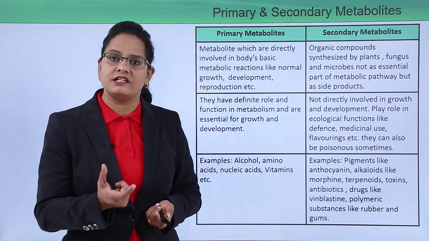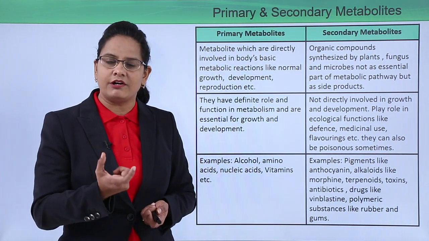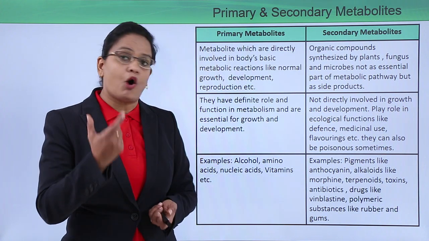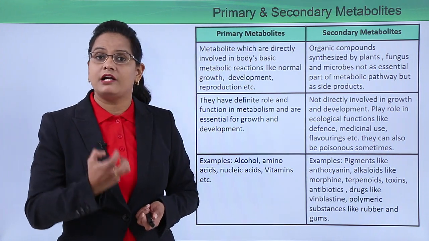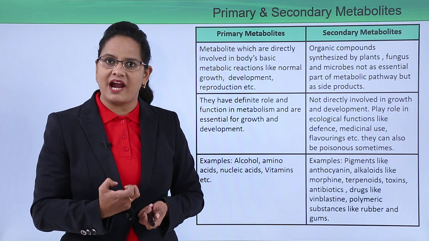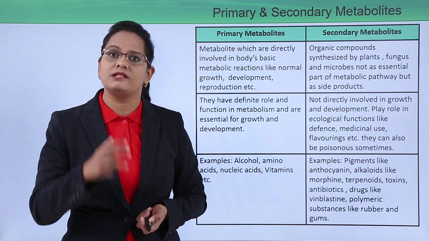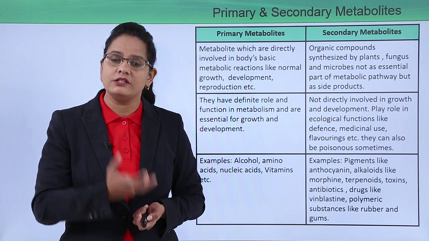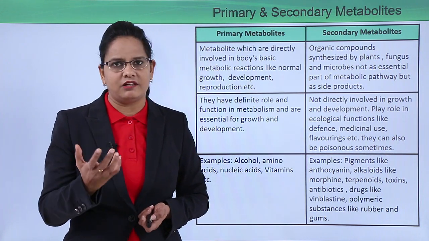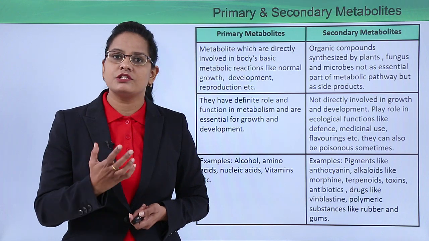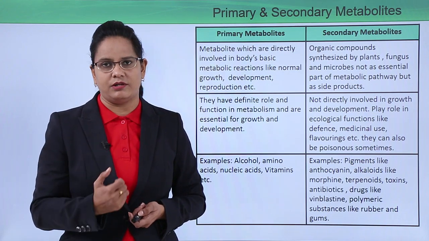Drugs like vinblastine are obtained from a flower. Next are polymeric substances like rubber and gum, which are extruded out of the plant tree. Those are also secondary metabolites. So they are not participating in the basic metabolic reactions, but they are performing some other functions. So this is all about primary and secondary metabolites.